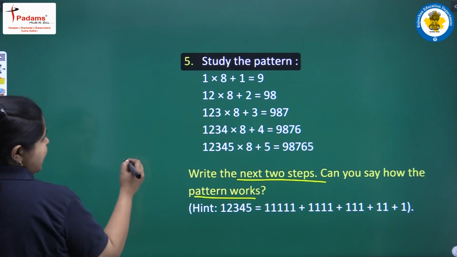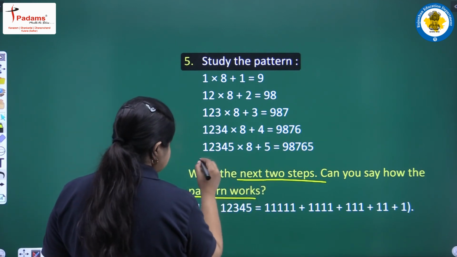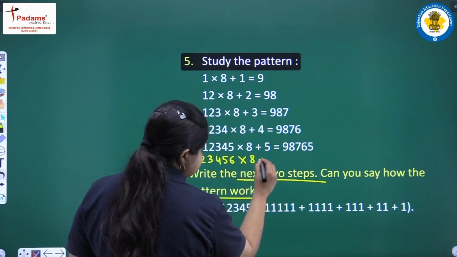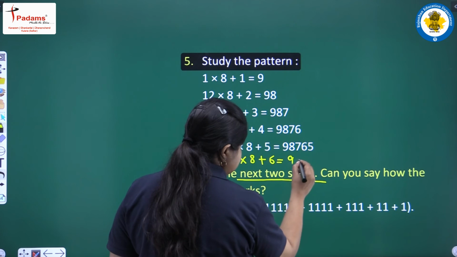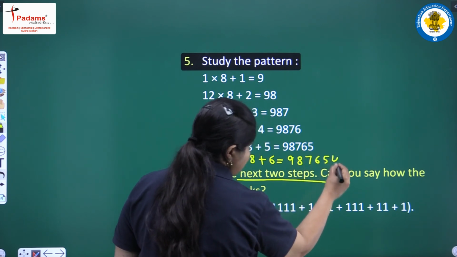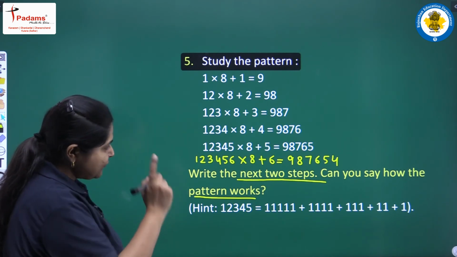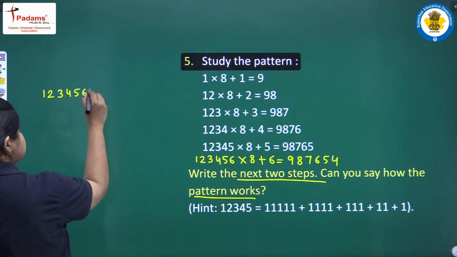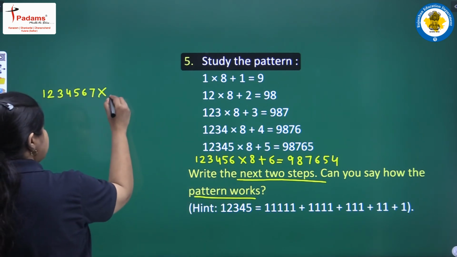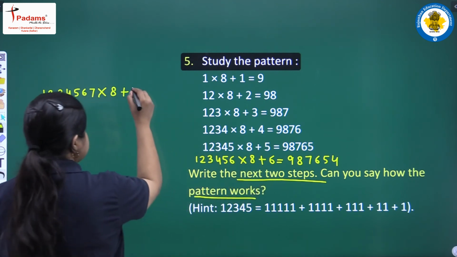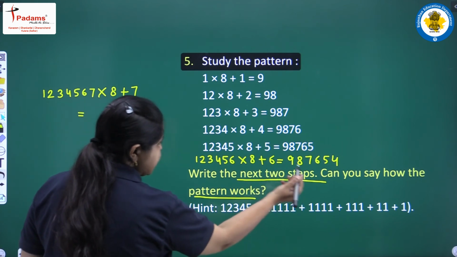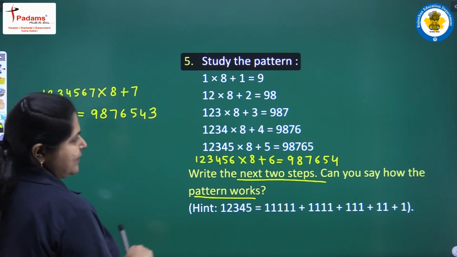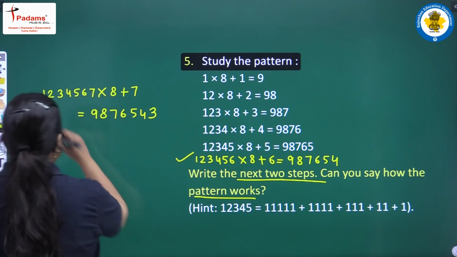Now let us write the next two steps that can be there. First one I can write here itself. It should be 1, 2, 3, 4, 5, 6 into 8 plus it should be now 6. Here it should be 9, 8, 7, 6, 5, 4. Are you getting the point here? And what should be the next step? It should be 1, 2, 3, 4, 5, 6, 7. One more number will be increased into 8 plus, now it will be 7 in place of 6, equal to what we will get is 9, 8, 7, 6, 5, 4, and now 3 will also come here. So these will be the next two steps, this one and then this one.